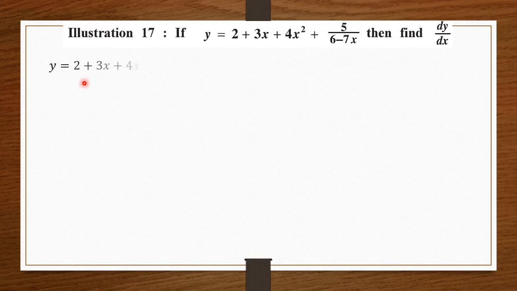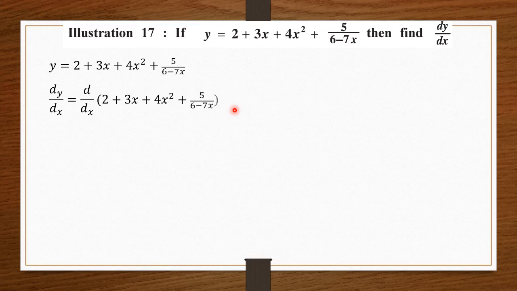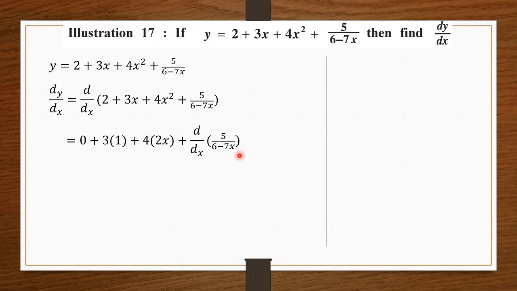First of all, I am going to write down the question as it is, and then I am going to apply dy upon dx. So d upon dx and the bracket, the whole equation I have written down. Now we know that differentiation for 2 is 0, for 3x it is just 3, and for 4x square, 2x will be brought into multiplication, 2 will be brought into multiplication. But this last one here, for that we need to do a separate calculation. So that calculation I am showing you guys here.